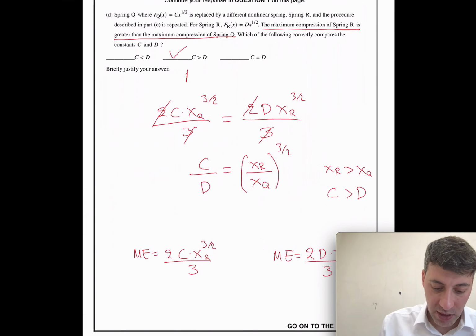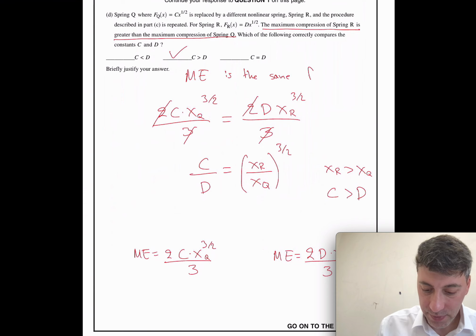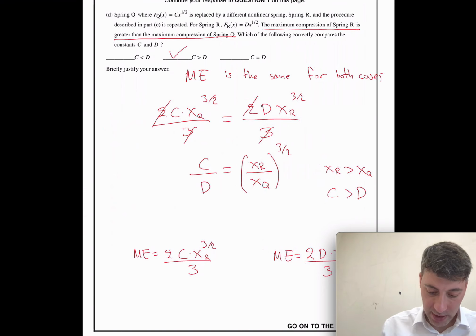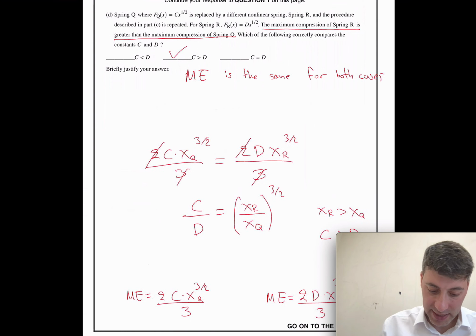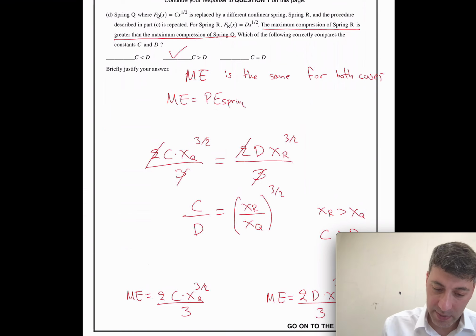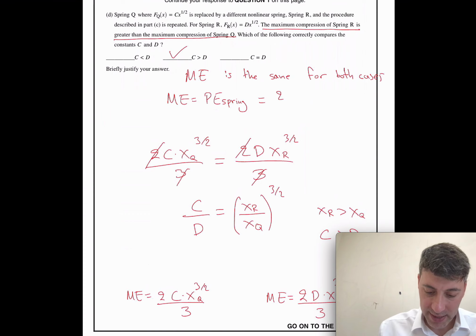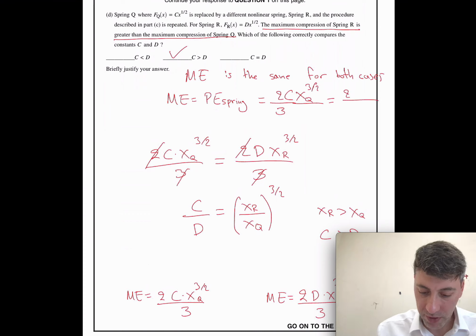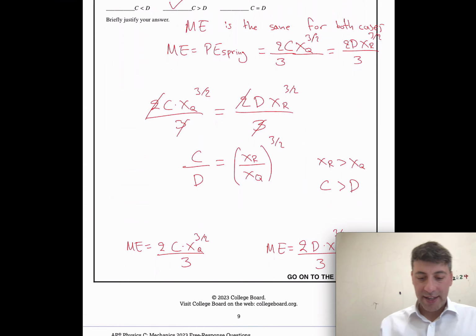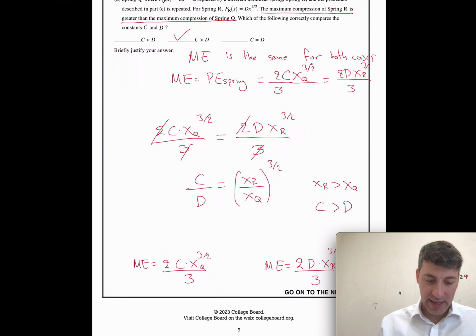So we need to mention that the mechanical energy is the same for the two objects, for both cases, and we need to mention that this mechanical energy is equal to the potential energy by the spring, and this potential energy by the spring is, for the first spring, 2 over 3 C x of Q to the power of 3 over 2, and it is equal to 2 over 3 D x of R to the power again of 3 over 2, and this is a complete justification. I think this is the last part, yes, before we go to question 2.